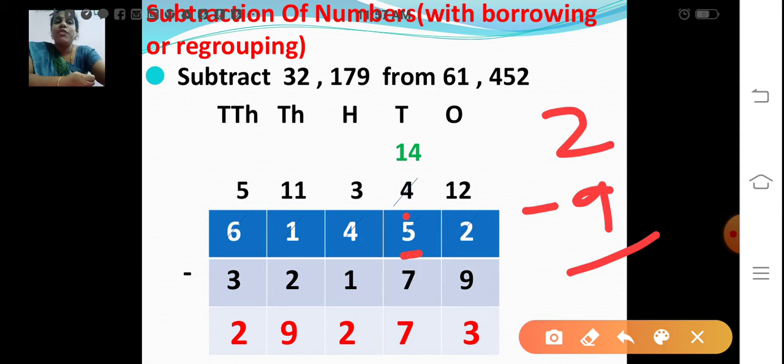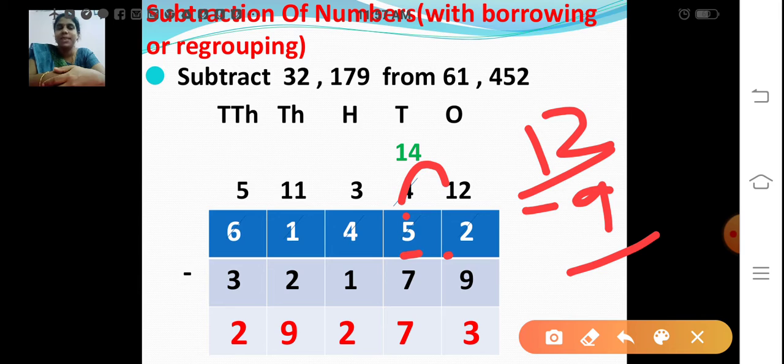So now, I have given 1 ten to the ones place. What is the meaning of 1 ten? How many ones are there? 10 ones. I am giving 10 ones. Already I have 2 ones, right? So now 10 ones plus 2 ones is 12 ones. Now we are going to subtract 12 ones minus 9 ones.